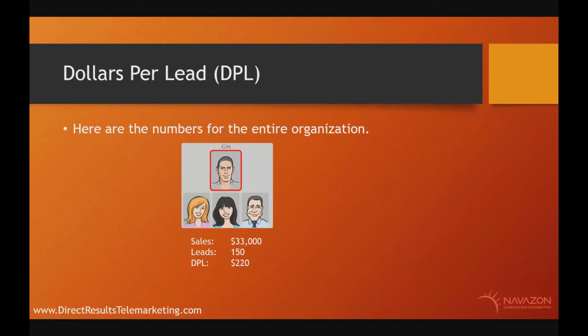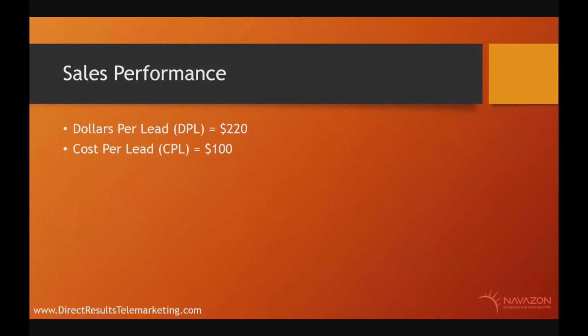So we have an average DPL of $220 and cost per lead of $100. If you recall, we arrived at the cost per lead by dividing the cost of running that infomercial for that airing, that was $15,000, and we divided that by the number of leads that were received directly from that particular airing, and we had received 150 leads.